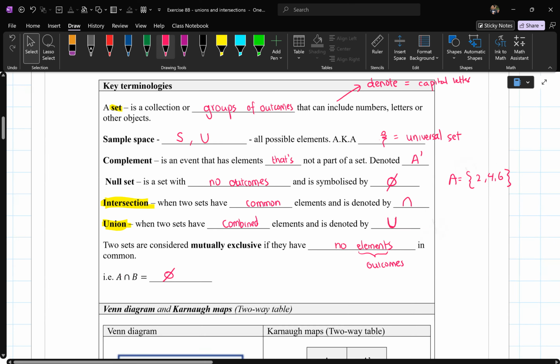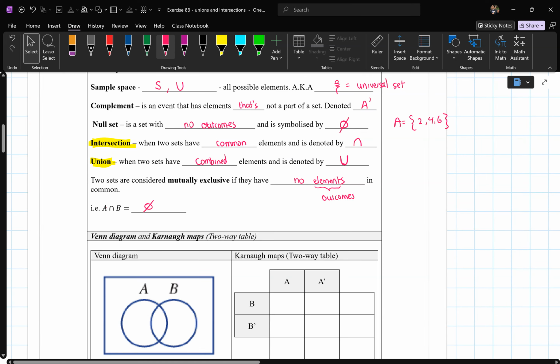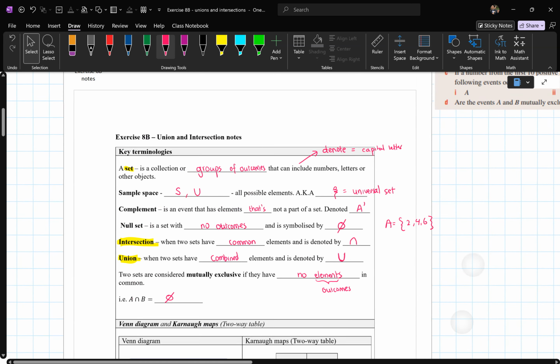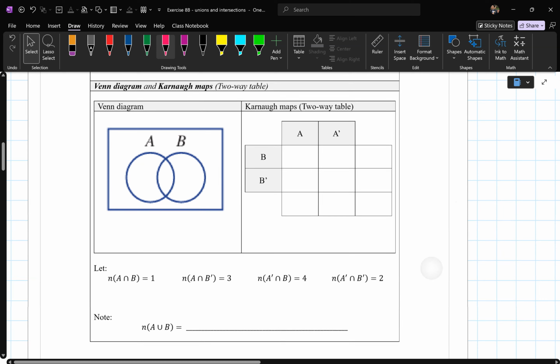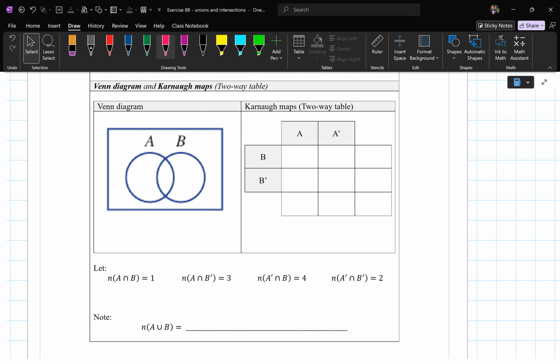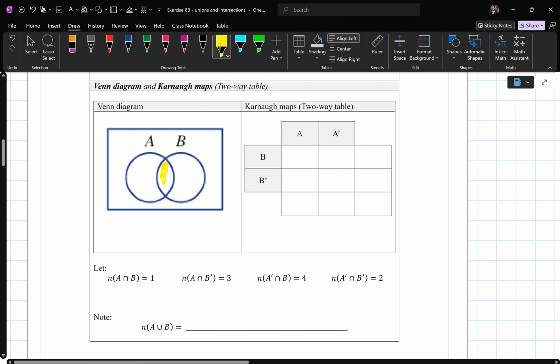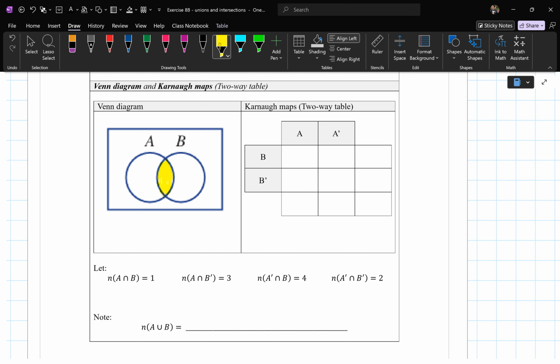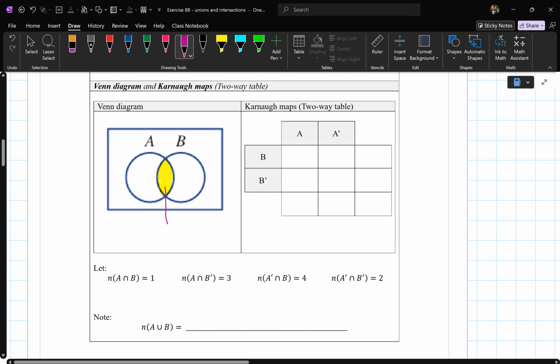All right, so let's do some examples just to tie things together. You've got the symbols and terminologies there. Two key diagrams that you can learn are the Venn diagram and the Karnaugh map, also known as a two-way table. I'm going to fill out the regions here. There are 4 regions in a Venn diagram. It's got the overlapping region. This is where both A and B have something in common. So we call that A intersection B, because both A and B have something in common.